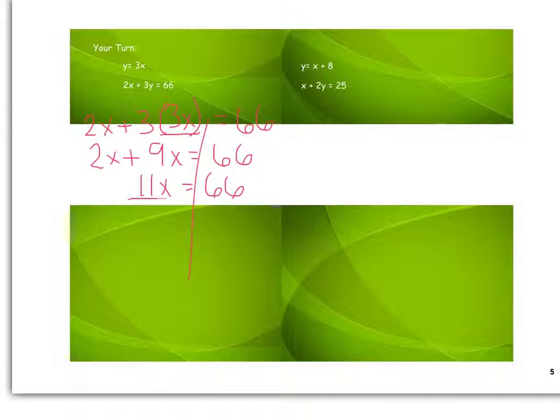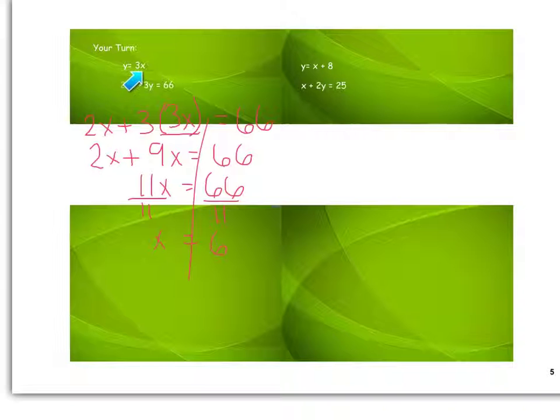Now if I go through and solve this, 2x plus 3 times 3 is 9. Tack on that x equals 66. Alright, 9x and 2x, 9 and 2 is 11, with that x on there. Divide by 11 on both sides to get that x all by itself. We get x equals 6. Now you know we aren't done. We have to figure out what y equals.